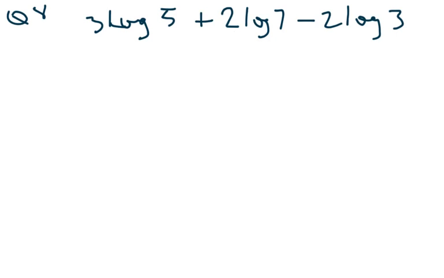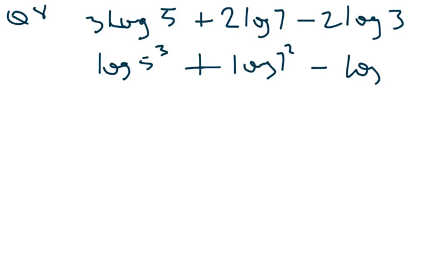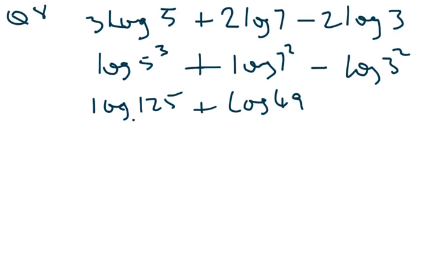Using one of my log laws, I can say that 3 log 5 is equal to log 5 to the power of 3, plus this one here, 2 log 7 is equal to log 7 squared, minus log 3 squared. It's one of the log rules. I'm not sure which one it is, maybe 2 or 3. So that's equal to log 125. And by the way, these are all base 10. Plus log 49 minus log 9.